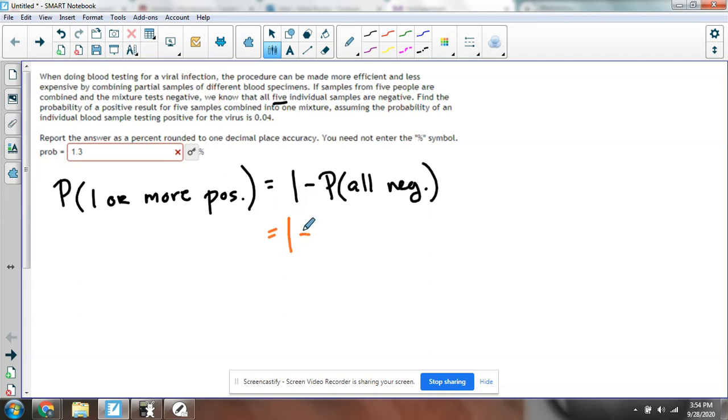So this is going to be 1 minus, what's the probability of the first person having a negative result? Well, if the probability of a positive result is 0.04, then the probability of a negative result is 0.96. It's 0.96 for the first person, 0.96 for the second person, 0.96 for the third person, and so on. So this is just going to be 1 minus 0.96 to the 5th power, since there are 5 people.